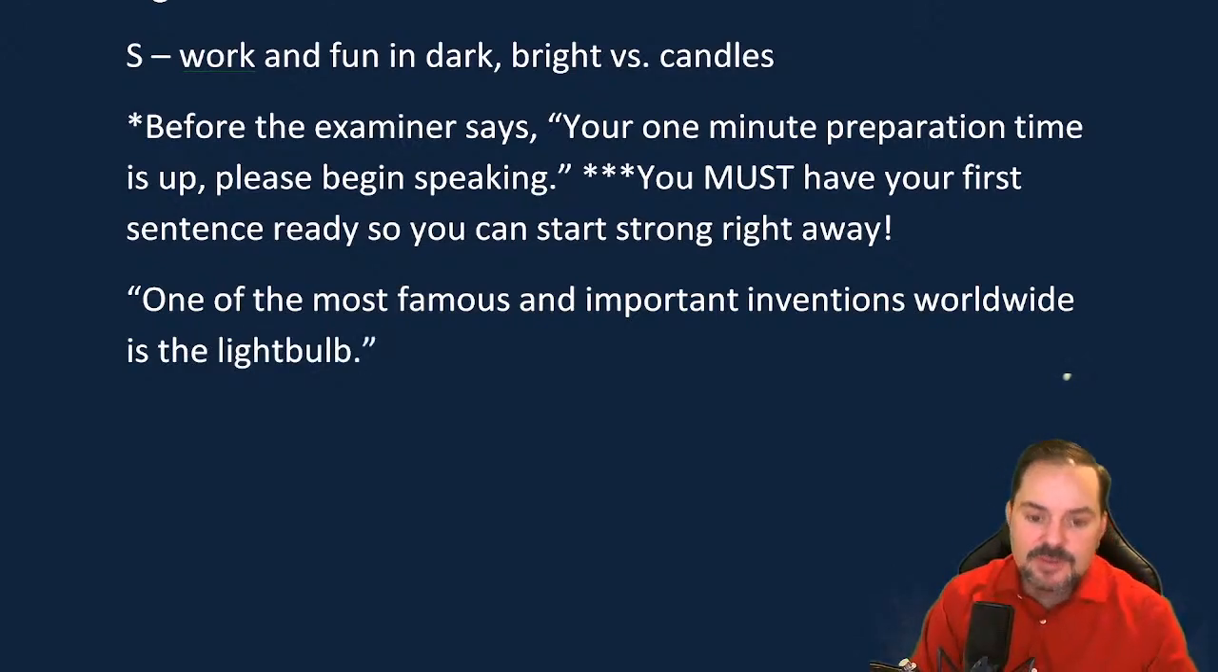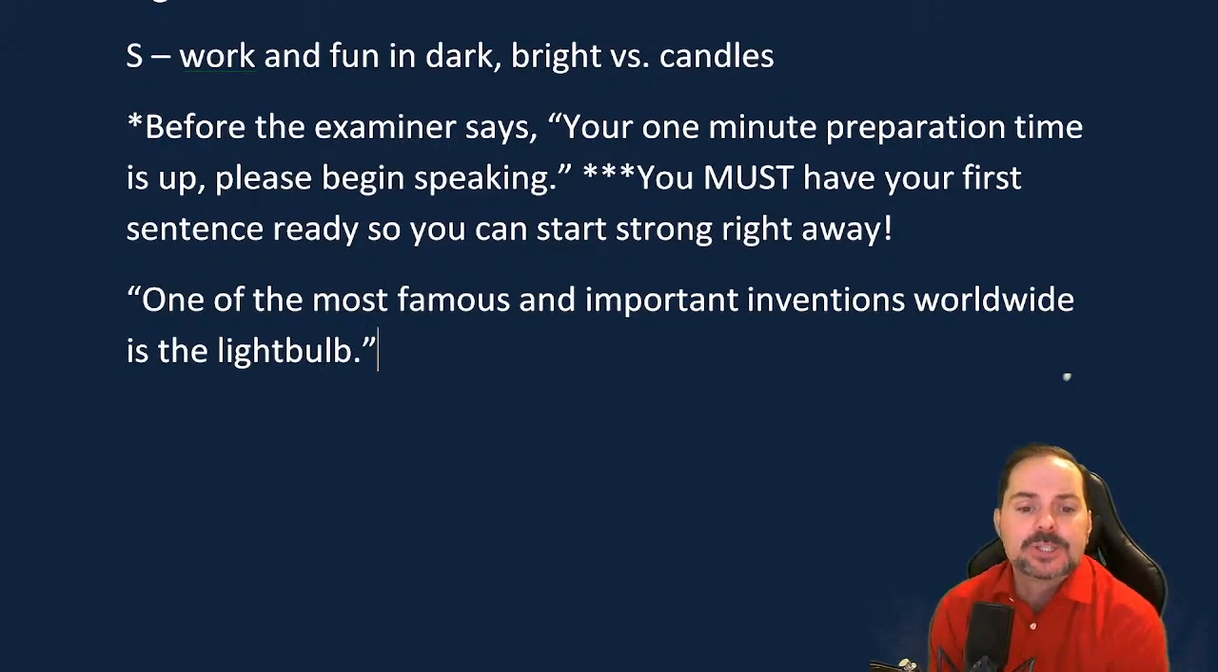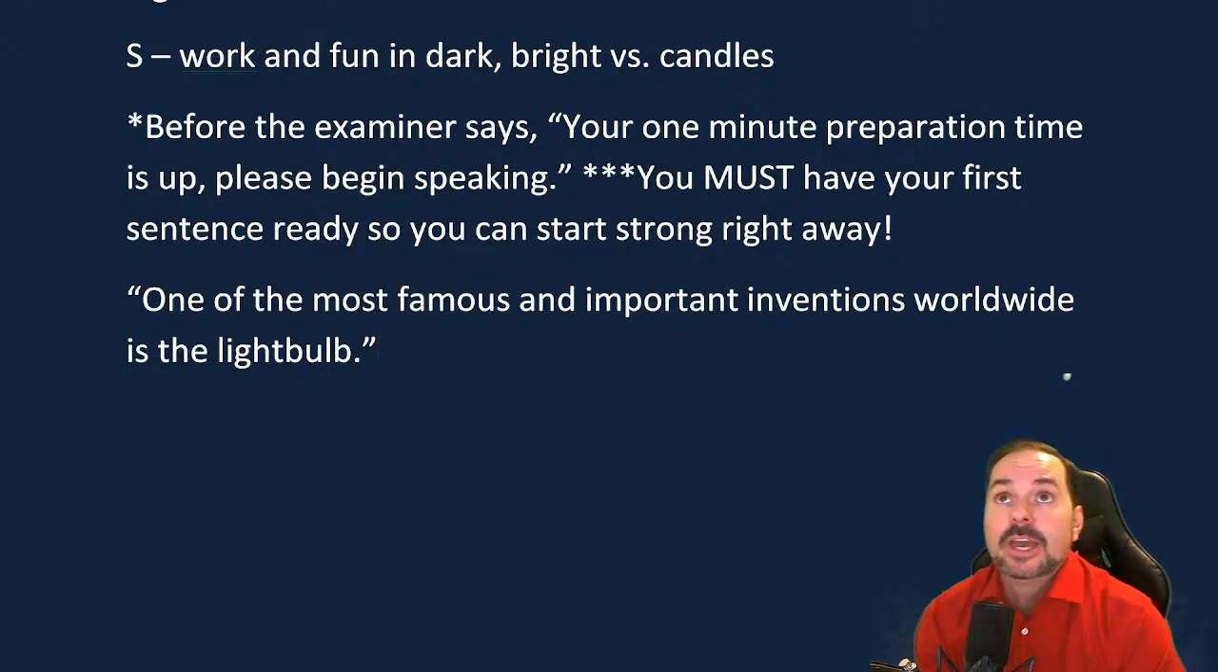All right, that's my first sentence, just keeping it clean and direct, okay? And again, students, this is a speaking class, so make sure to speak and repeat after me. So here we go. My first sentence is, one of the most famous and important inventions worldwide is the light bulb. We can find the light bulb in just about every corner of the planet, okay?